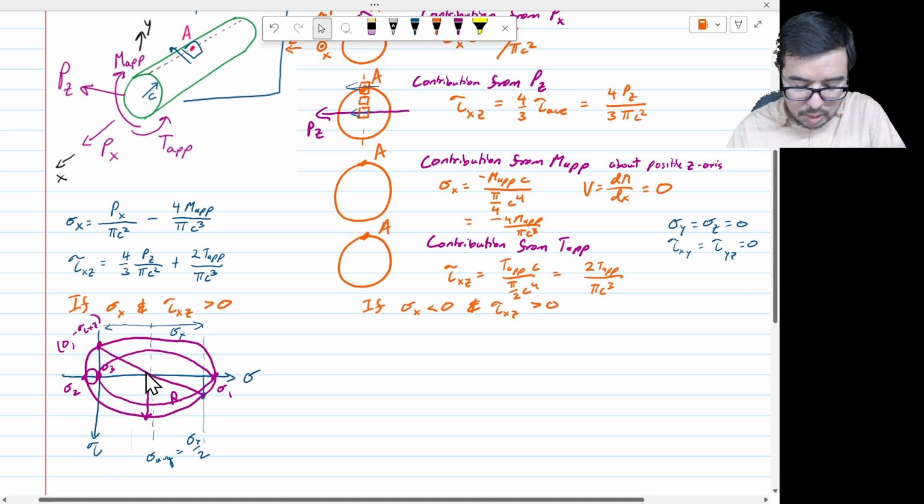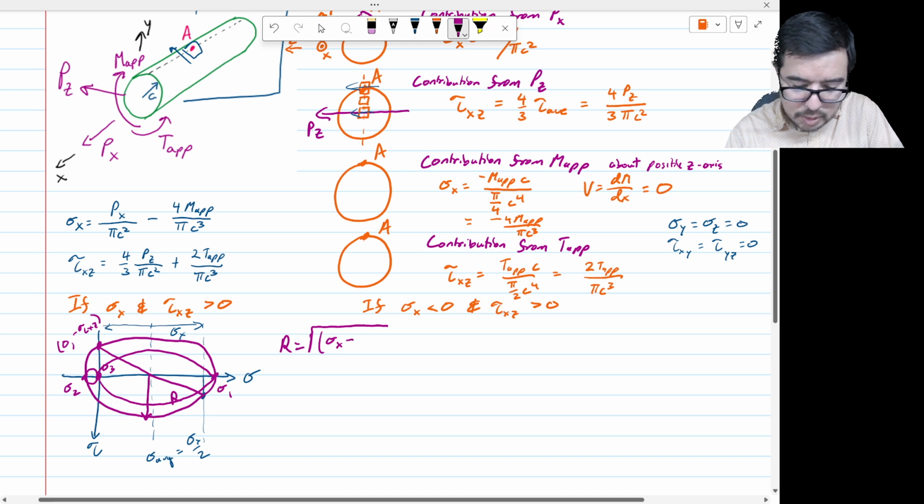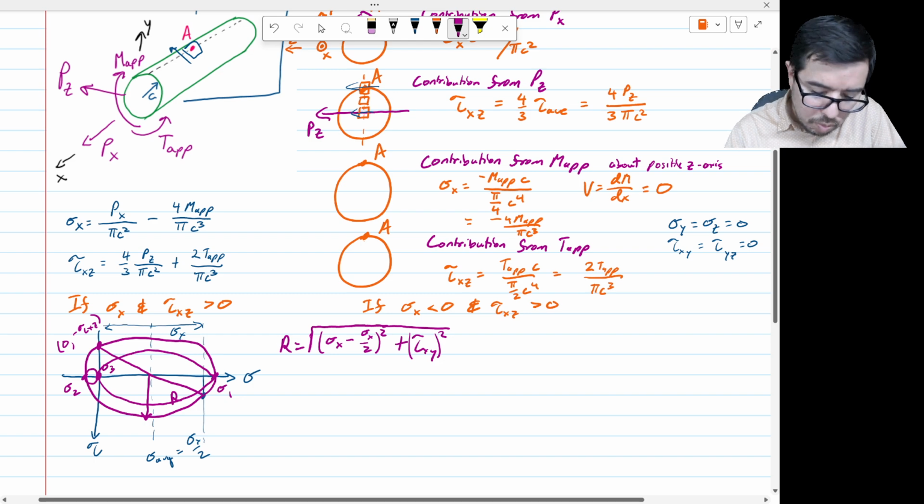Well, you can calculate it out. In this case, the radius has to be calculated, because I don't know what sigma 1 is, but if I had to do this, what I had to say is, okay, the radius is going to be the square root of sigma x minus sigma x over 2, right, that's the sigma average, squared, plus the tau xz squared. Okay, so that's the radius. And so what it comes down to is that's the tau absolute max, which is equal to the radius.